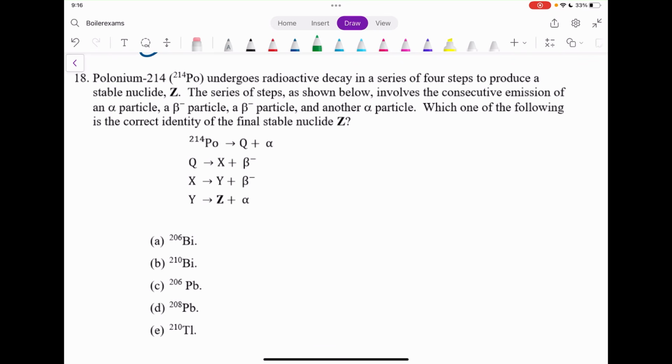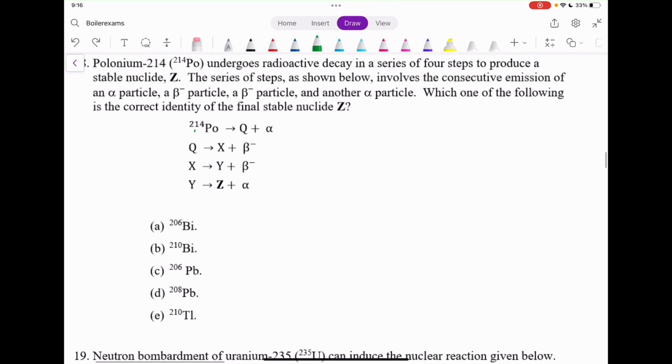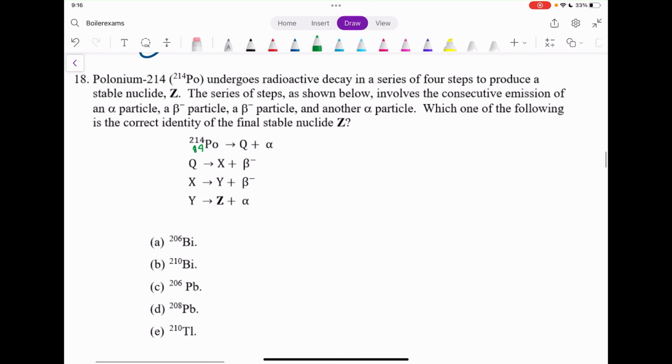So Po, I'm looking for it. Okay, Po is number 84. Okay, that's too big, I'm going to make this small for this problem. If you have a periodic table open, you look at atomic number 84, that's what Po is. And I know an alpha particle is mass number 4, atomic number 2. So Q is going to be, if we balance this, 210 and 82. We can just balance these top equations: 214 minus 4 is the mass number, 210, and 84 minus 2 is the atomic number. So Q has atomic number 82.